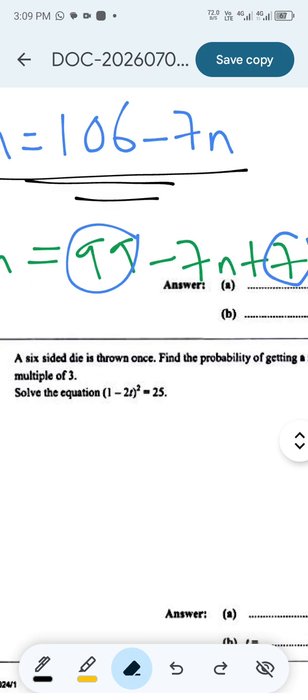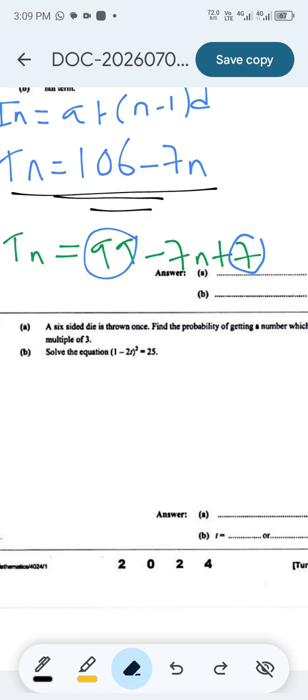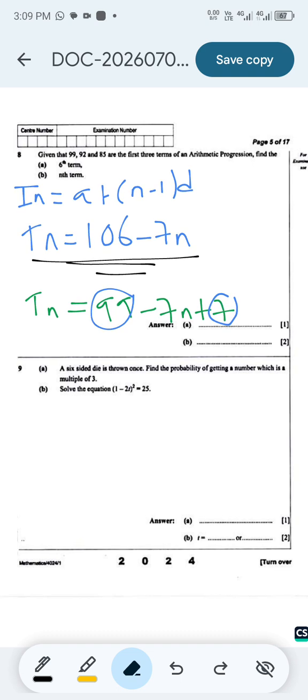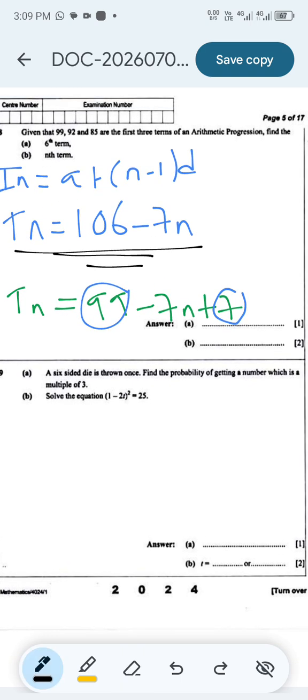Let's quickly go to question 9. So what is question 9 saying? The first question says a 6-sided die is thrown once. Find the probability of getting a number which is a multiple of 3. This is simple. With anything to do with probability, just pay attention to the question and what you're supposed to do. So a 6-sided die is thrown once, and now we want to look at the possible outcomes first.